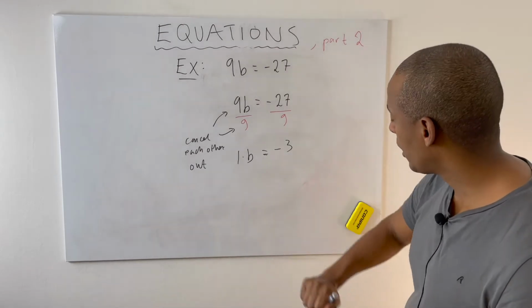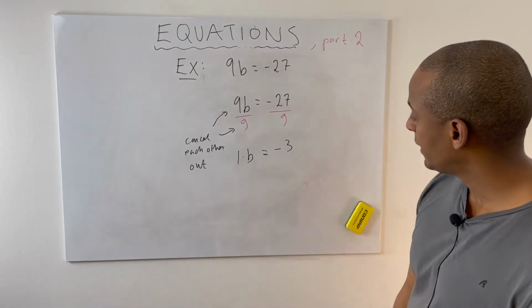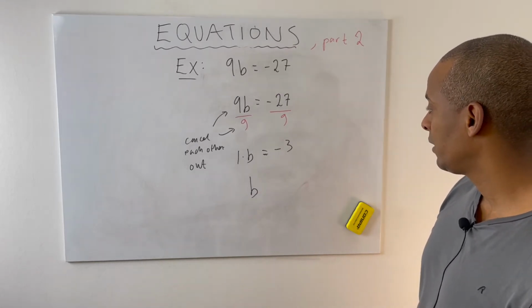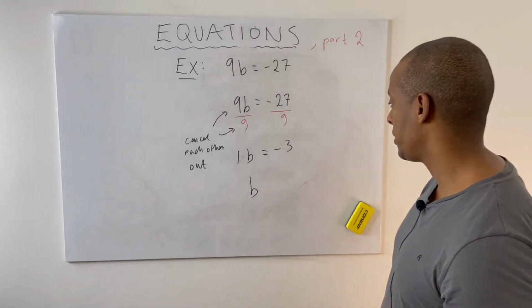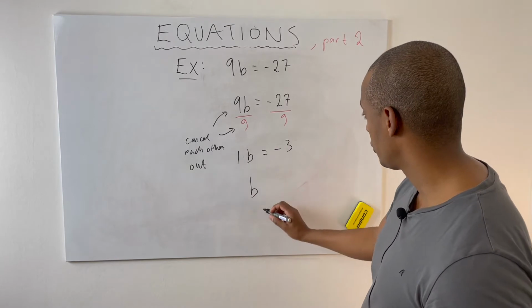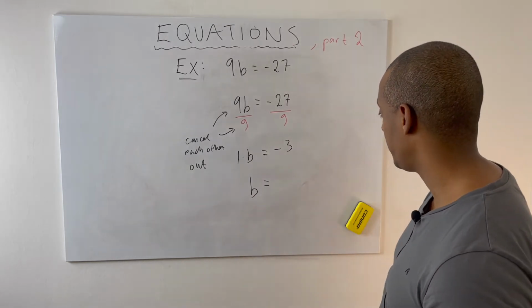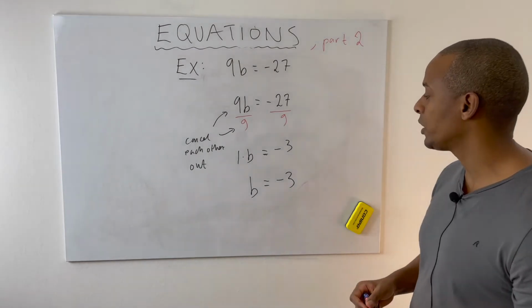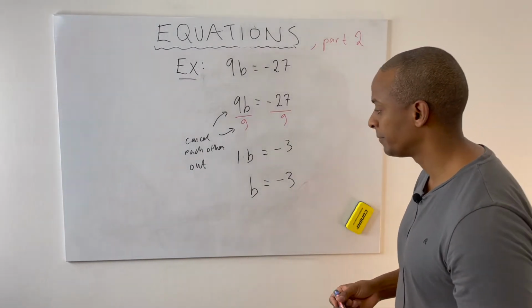Well, now we have that 1 times b is just equal to b at the end of the day. Okay? 1 times any number is equal to the number itself. So we have 1 times b is equal to b, and here we have minus 3. So the solution here is b is equal to minus 3.